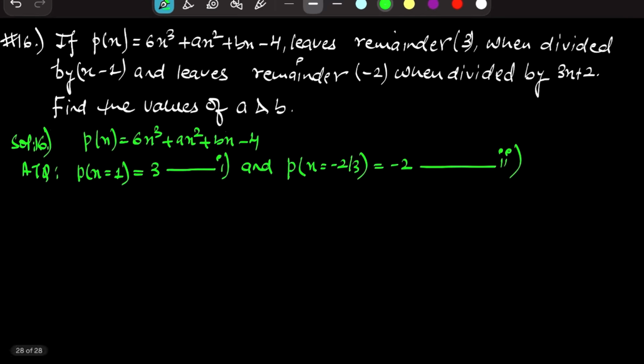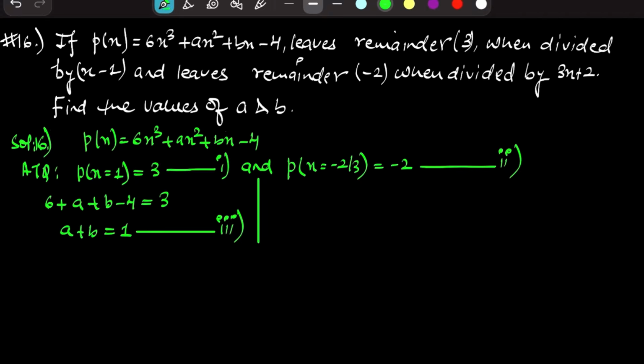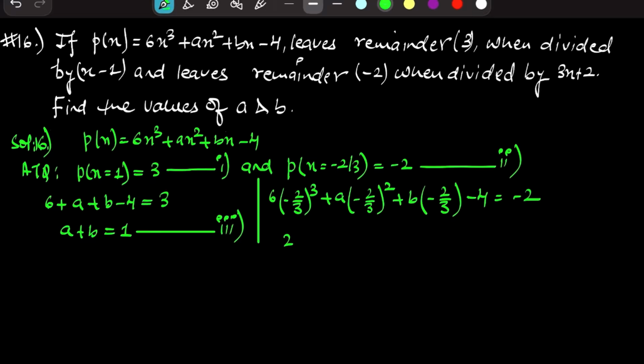Okay, so first I will put x is equal to 1. My equation is going to be 6 plus a plus b minus 4 equals to 3. That gives you the final equation as a plus b, plus 2 will move on that side, so it will give you a plus b is equal to 1. I mention this as equation number 3. Similarly, if I put x is equal to minus 2 by 3, my equation will appear like 6 times minus 2 by 3 with power 3 plus a times minus 2 by 3 with power 2 plus b times minus 2 by 3 minus 4 gives you minus 2. So we can take LCM, we can open up the brackets. So the final equation after solving this is going to be 2a minus 3b equals 17. Let's mark this as equation number 4.